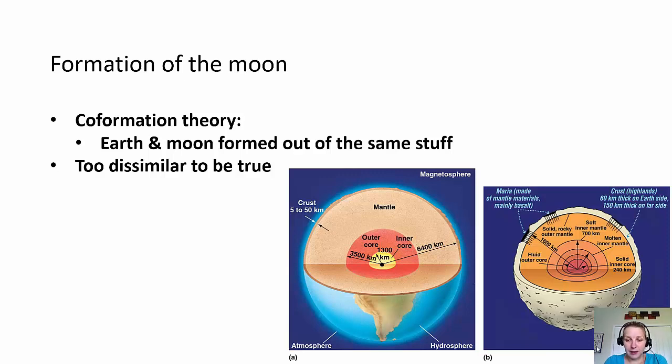Anywho, the Earth has metal in the middle, and then rock, and then the crust. The Moon has rock, and then rock, and then rock. So if it formed at the same time out of the same stuff, where's the metal?